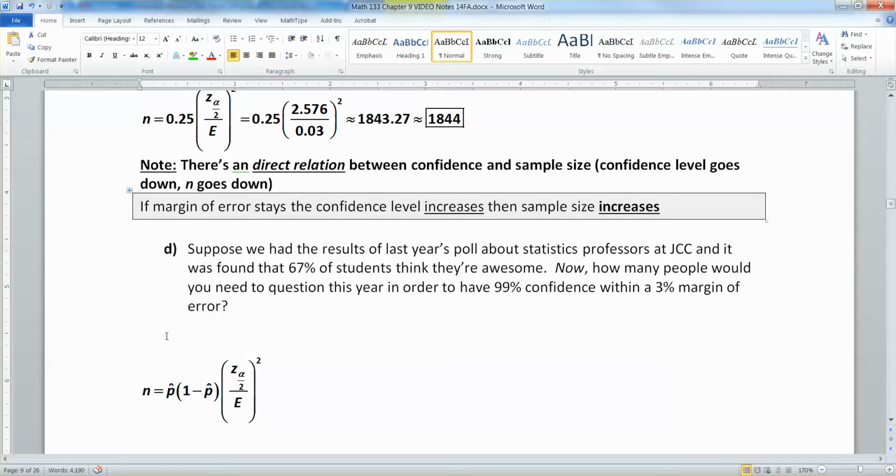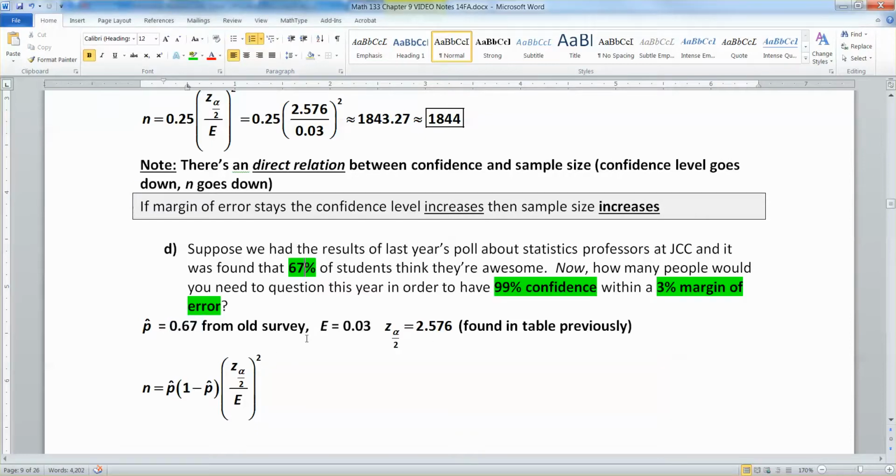Okay, so the p hat is our prior estimate, and we know that the p hat from the old study, the old survey, is 0.67. And then I still have error is 3%, so 0.03, and I still have 99% confidence. See it right here? 99% confidence, 3% margin of error, and then 67%. That's the old study.